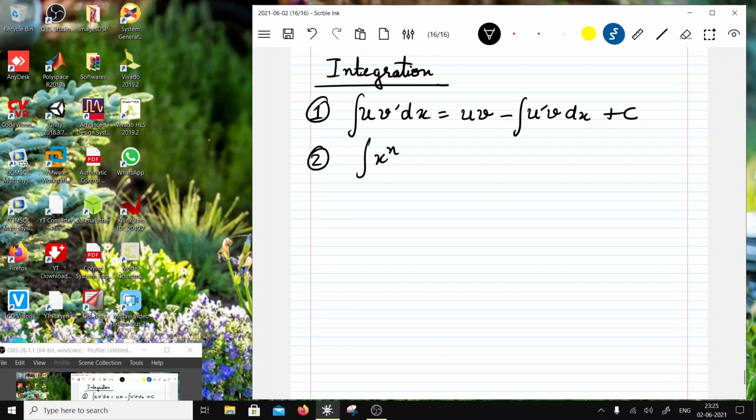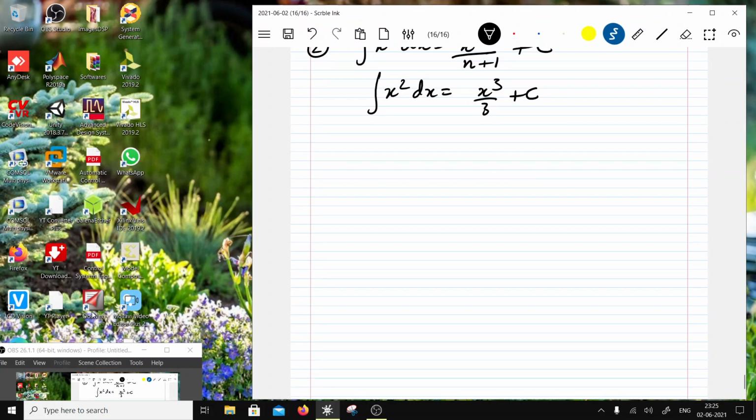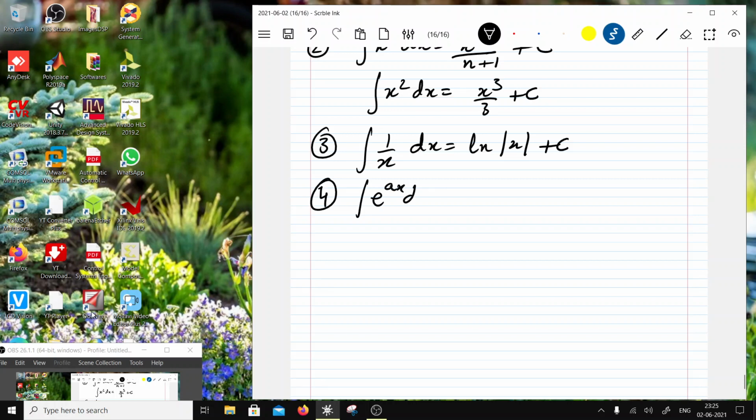Then let's look at the second one, integral x raised to n dx. This will be x raised to n plus 1 by n plus 1 plus c. So for example, if you have integral x square dx, this will be x cubed by 3 plus c. Okay, so that's the example. Third, if I have integral 1 over x dx, so we know already that this is going to be ln of x plus c. Okay, fourth one, if I have integral e raised to ax dx, then I have e raised to ax by a plus c, correct?